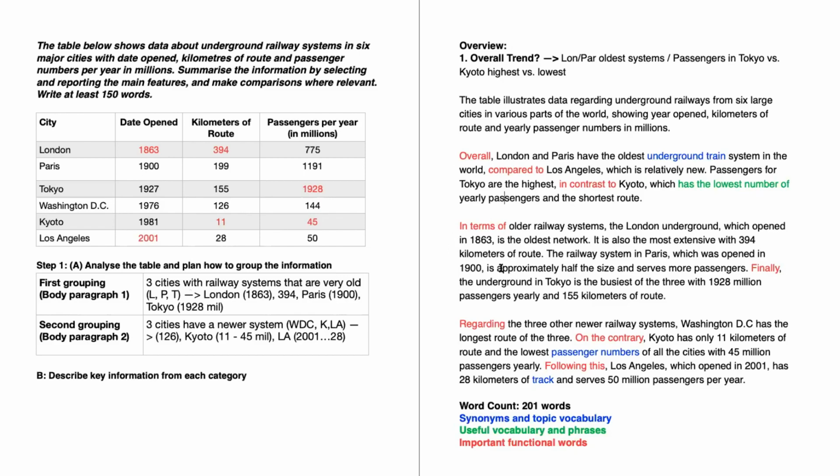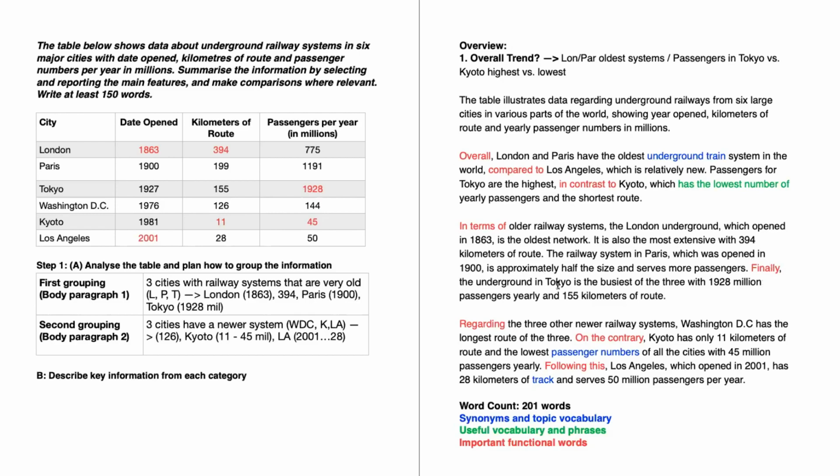Now in our body paragraph 1, we see, in terms of older railway systems, the London Underground, which opened in 1863, is the oldest network. It is also the most extensive, with 394 kilometers of route. The railway system in Paris, which was opened in 1900, is approximately half the size and serves more passengers.